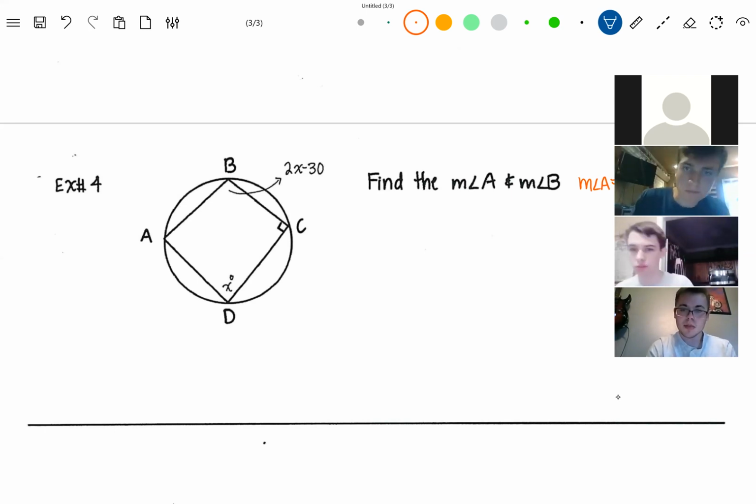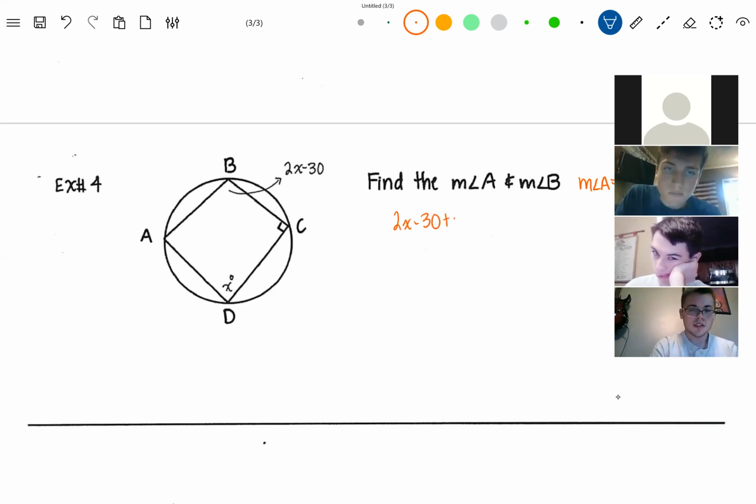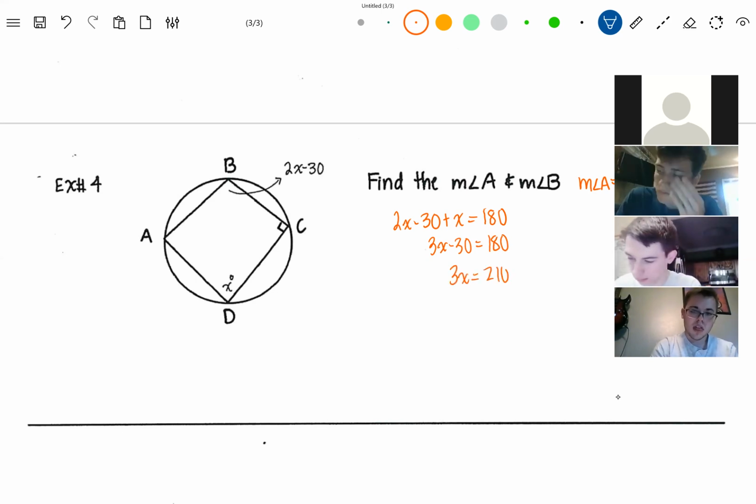But we do need to find out what the measure of angle B is. So, like I said, I know that angle B and angle D, since they are opposite angles in an inscribed quadrilateral, that they are supplementary, meaning they add up to be 180. So 2x minus 30 plus x equals 180. 2x plus x, that's 3x minus 30 equals 180. Add 30, so 3x equals 210. Divide by 3, so x is 70.